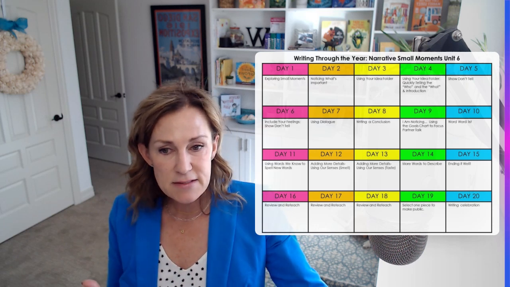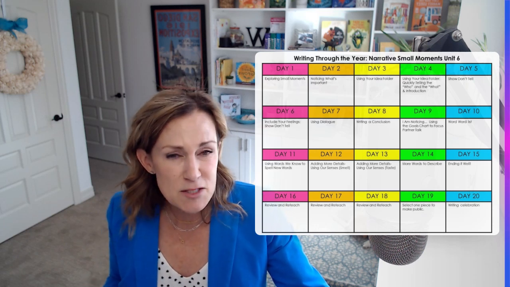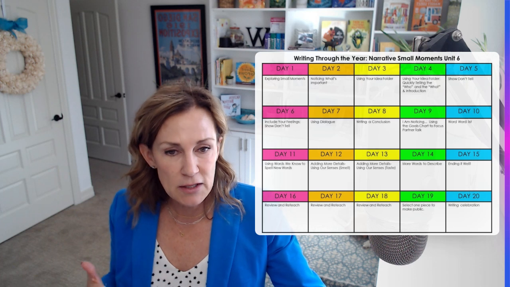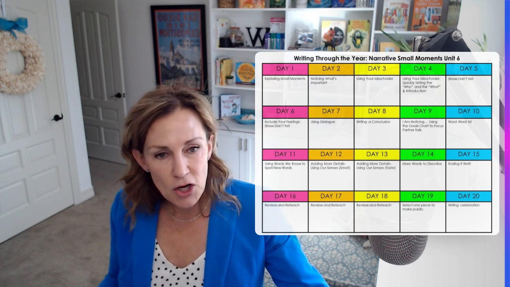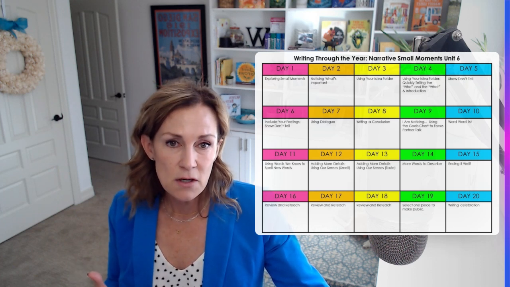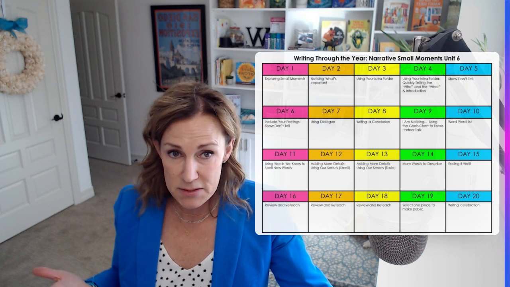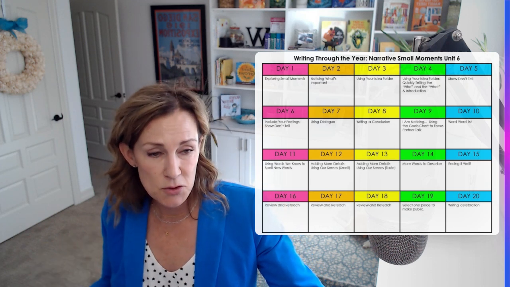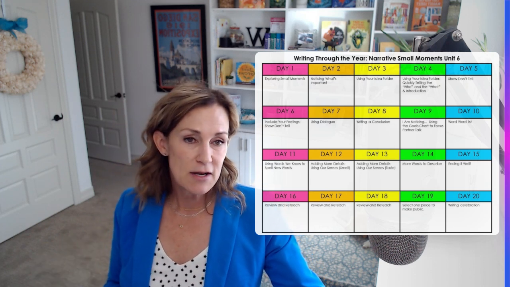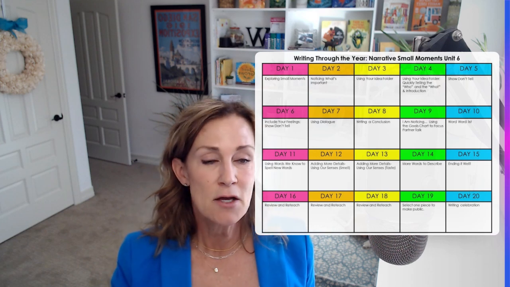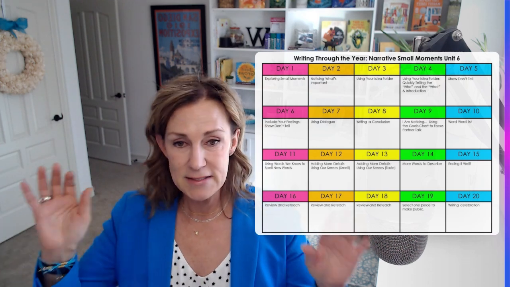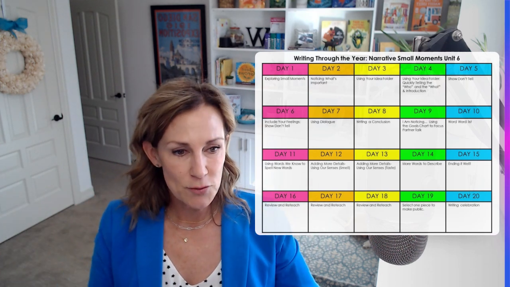Some of these mini lessons are great for small moments, but they work at any time of the year. So keep them in mind so that you can go back and reteach those. Maybe you're in Unit 7 and you want to go back and teach something from Unit 6. Or maybe next year, now that you know Unit 6 teaches this, maybe in Unit 4 you realize, I need that lesson. Now you know where you can go find it.